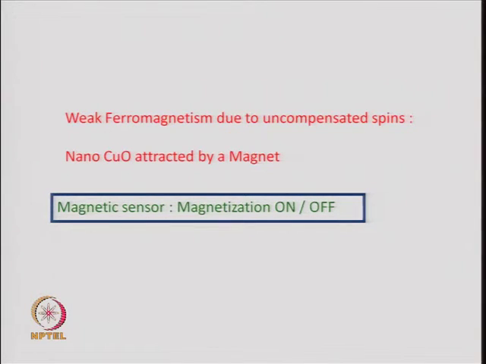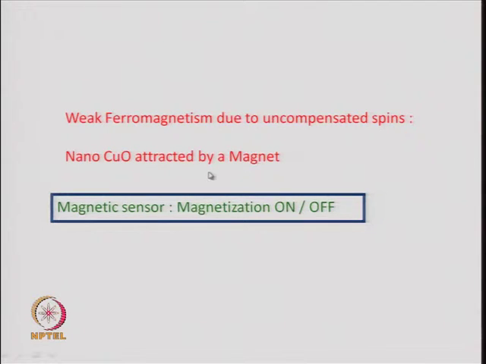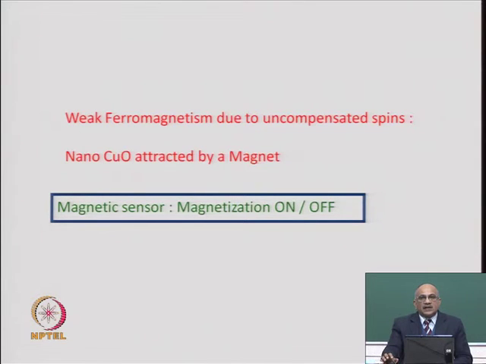But in this particular case, since you will have a lot of dipoles on the surface, the magnetic moments which are supposed to be aligned opposite to each other get distorted, and you have only surface magnetic moments to contribute, and there can be weak ferromagnetism due to uncompensated spins on the surface. So, all the spins may not get compensated, which should happen in an ideal antiferromagnet. So, nano copper oxide particles can get attracted to a magnet, whereas bulk copper oxide will not get attracted to a magnet, because that is a true antiferromagnet. Hence, such materials can be put into devices as a magnetic sensor, and you can switch the magnetization on and off depending on these kinds of materials. So, it can be used as a magnetic sensor.